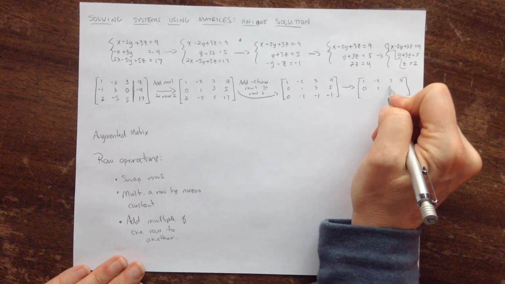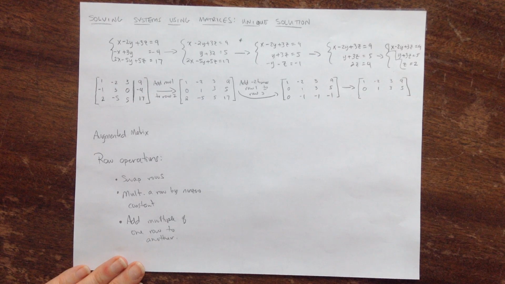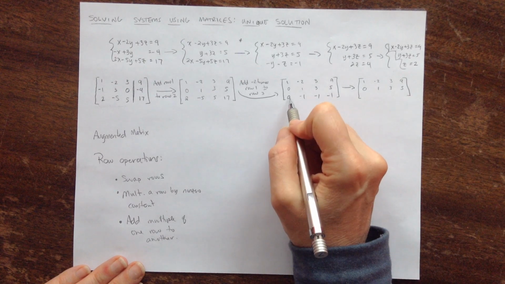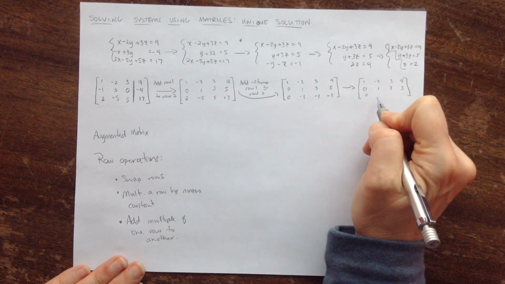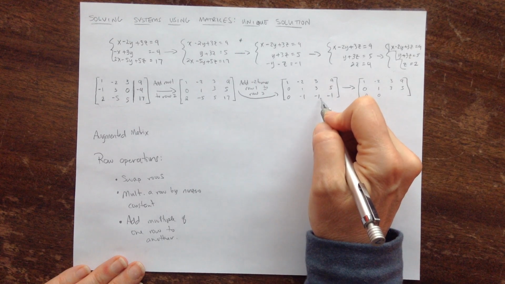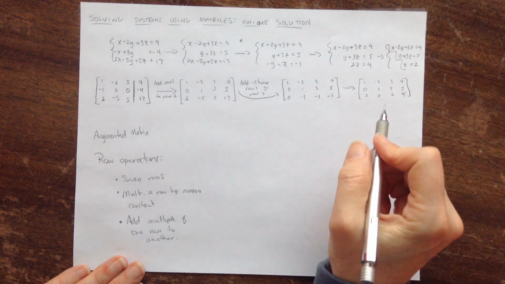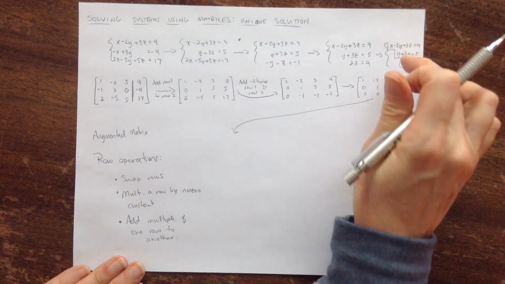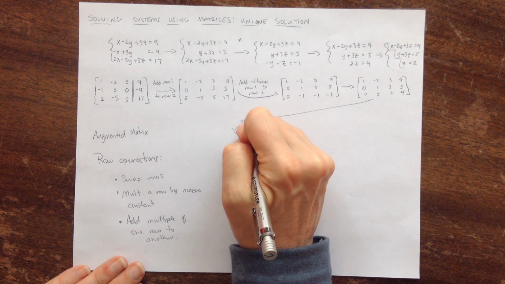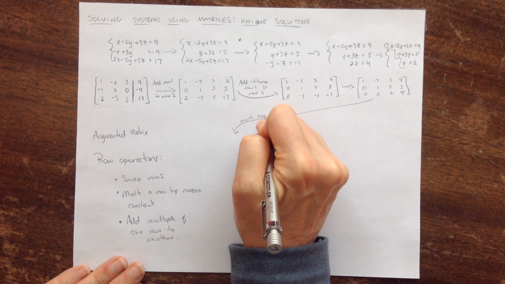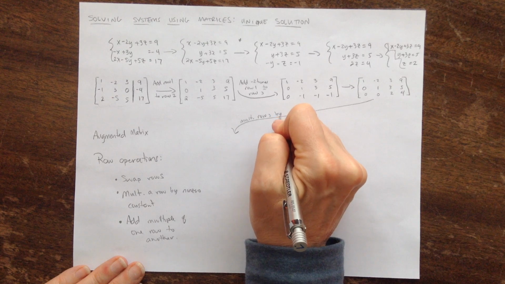And so it's only row 3 that's going to change because it's the only thing I'm doing something to. So I'm going to get 0 plus 0 is 0, -1 plus 1 is 0, -1 plus 3 is 2, -1 plus 5 is 4. And then in the next step, I'm going to do what I did to get to here. Multiply row 3 by 1/2.